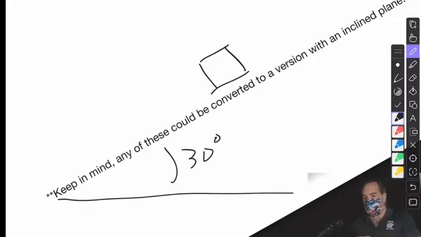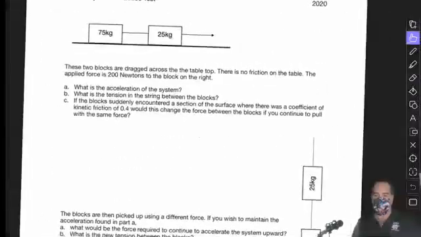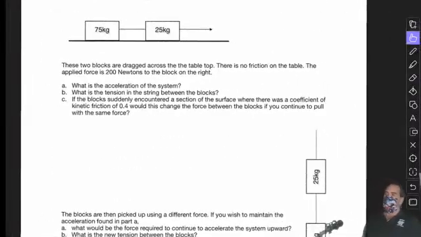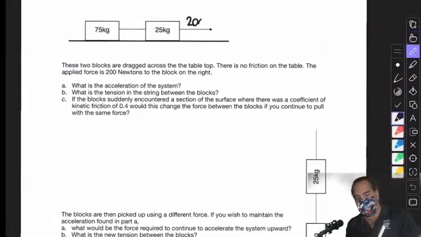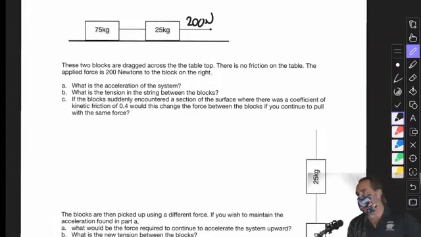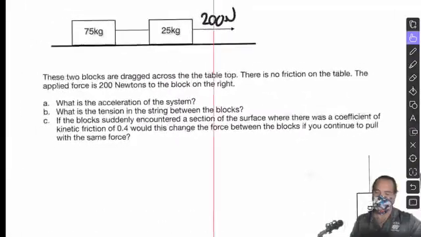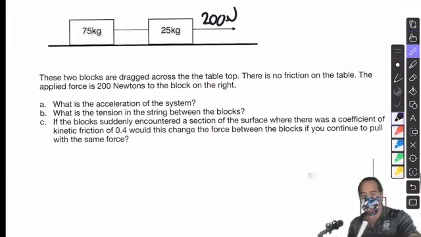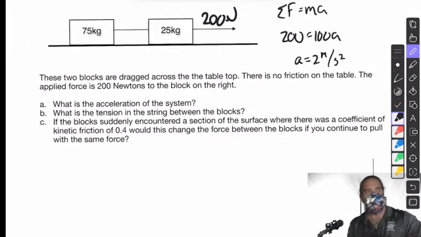So without any further ado, let's take a look at this problem. I got 2 boxes on the surface, and they're being pulled with a 200 Newton force to the right. What is the acceleration of the system? Well, it's a train question, but we've talked a little bit about these. When I see this problem, I could just say net force equals MA. 200 newtons equals 100 times A. So A has got to be 2 meters per second squared.